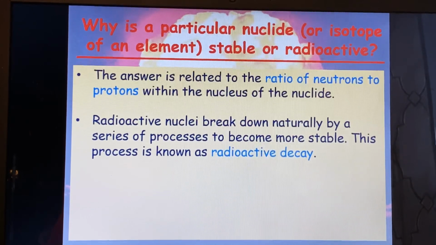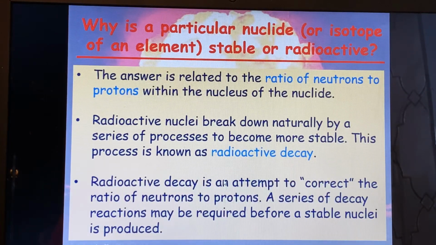All right, I think it must be the next slide. Radioactive decay is an attempt to correct the ratio of protons and neutrons. The ratio that's stable is close to 1-to-1, 1 proton to 1 neutron. Sometimes they decay into another radioactive nucleus, so that then has to decay into another nucleus that may or may not be stable.